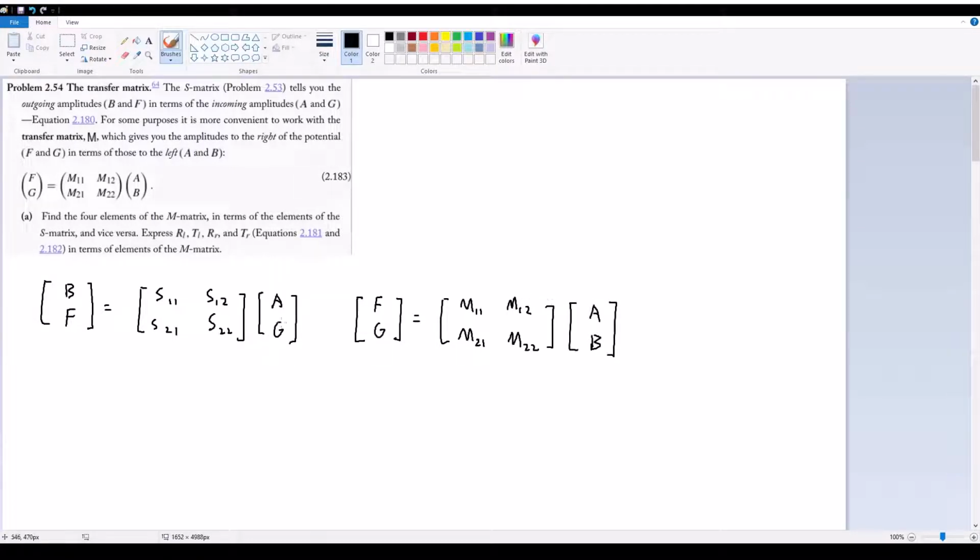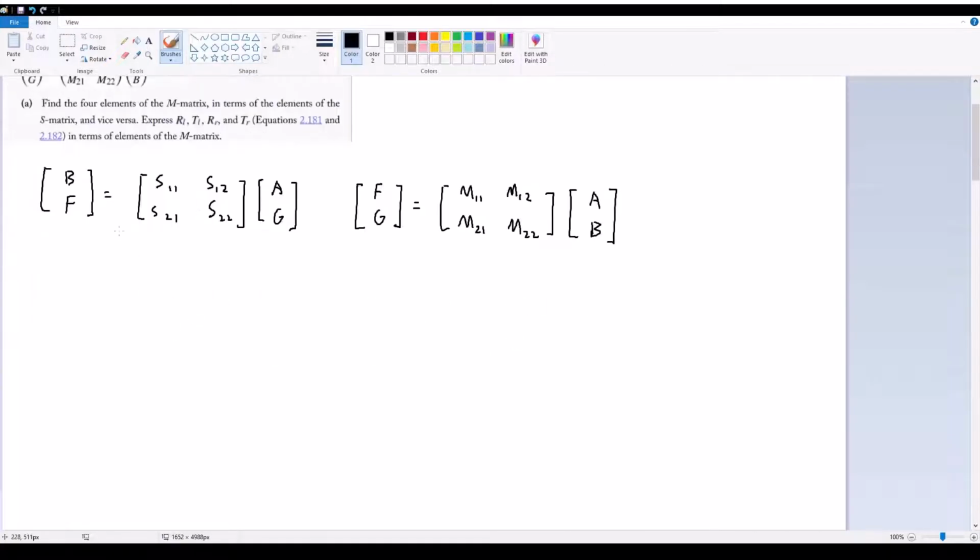So if we wanted to rewrite everything in the format of an actual system of equations, we would write, okay, B is equal to S11A plus S12G, and then F is equal to S21A plus S22G. Similarly, on the right, we have F is equal to M11A plus M12B, and then G is equal to M21A plus M22B.